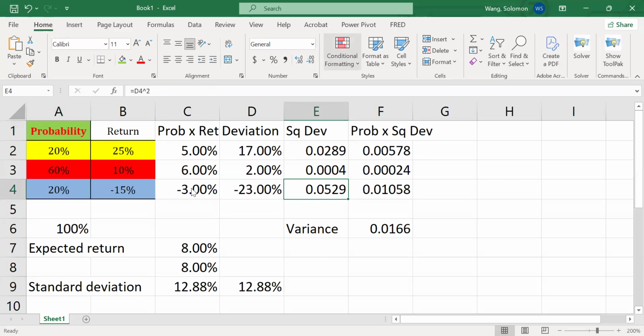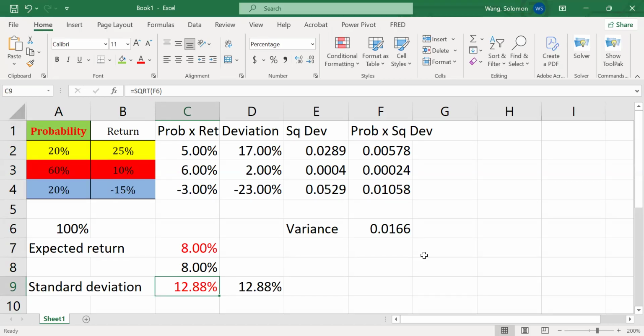And in your exam, I may give you 5 probabilities, or I just stay with 3 probabilities. You take the same steps. And the goal is to calculate number 1, the expected return, and number 2, the standard deviation. So this is what I will ask you in an exam.